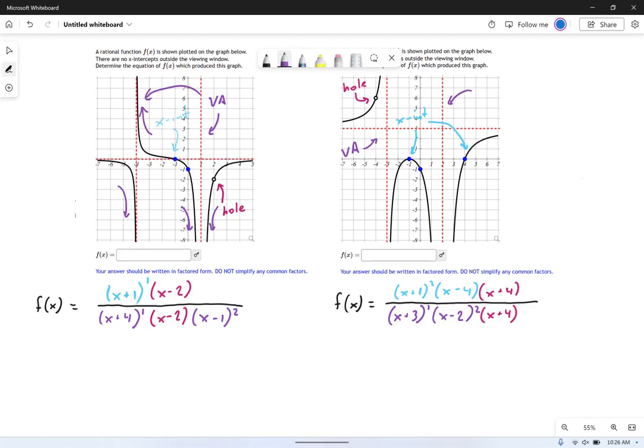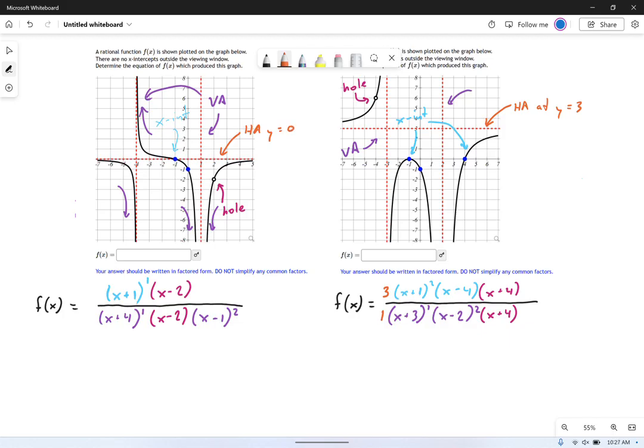Now, that's all the major features in terms of x-intercepts, holes, and vertical asymptotes. There is one major component left, which is the horizontal asymptote. Now, on this one, you see the horizontal asymptote is at y equals 3. So that makes this extremely easy. We know our ratio of coefficients is just going to be 3 over 1. Now on the right, it's not so easy because the horizontal asymptote is at y equals 0.